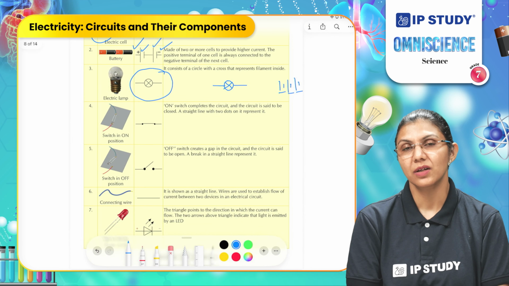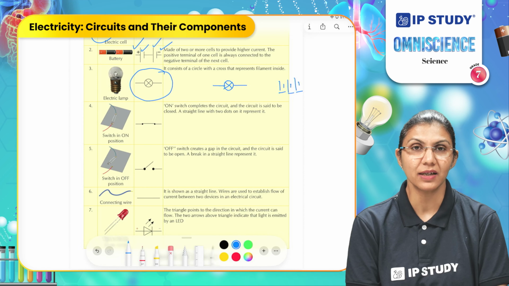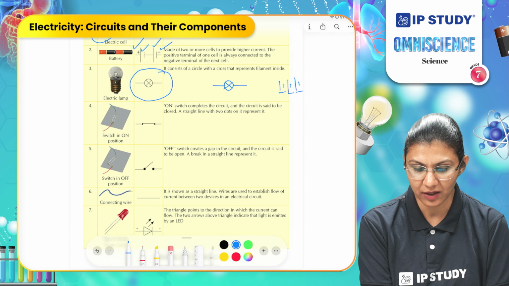Next is the switch, which is on, meaning it is making a complete circuit. So when the switch is on, here we can assume these are the two thumb pins we used there.